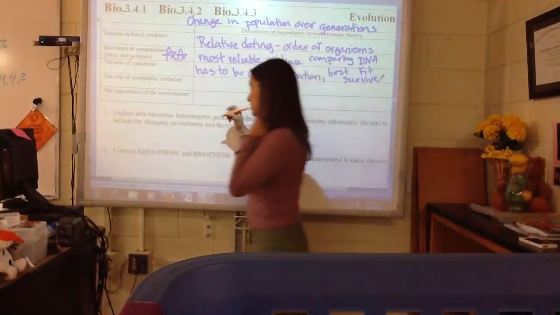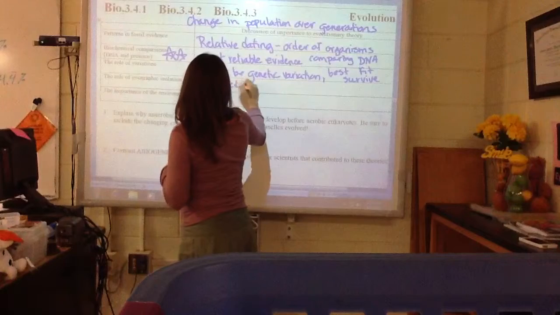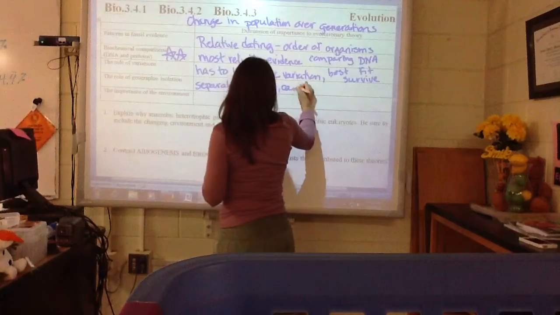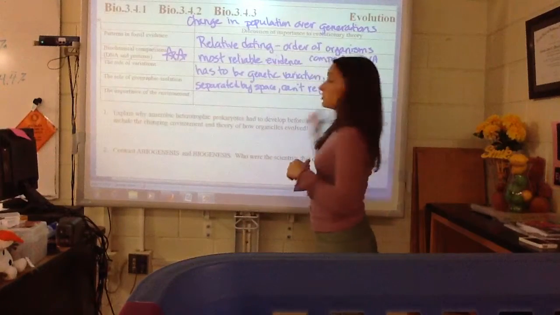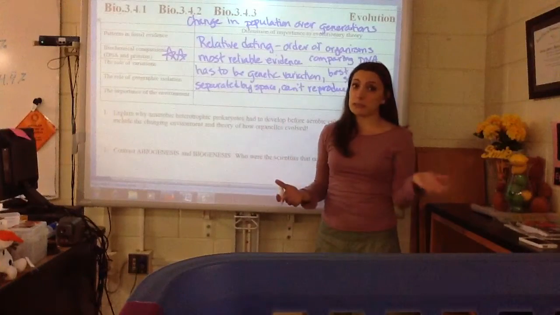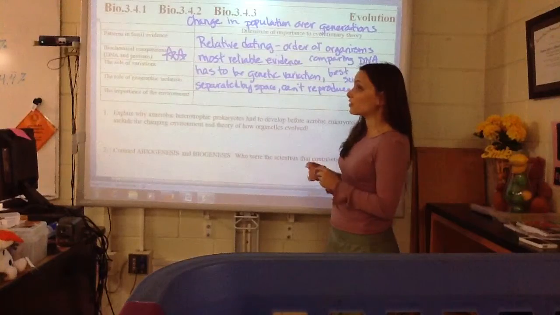Geographic isolation. If you are separated by space, you can't reproduce, which means you can't have offspring. So no offspring means your species doesn't survive, or you can't trade genes, so there's no more variation.